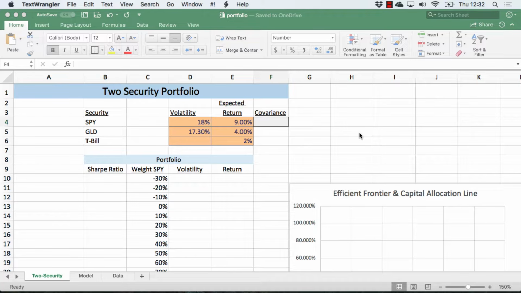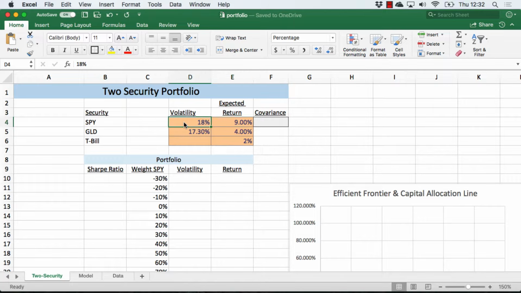And I've set up a lot of this in advance just to save time. So I'll talk a little bit about where some of these numbers come from. I'm using about a 20-year return on the S&P 500, and I am going to invest in the S&P 500 ETF. And I did the same thing for gold, using the gold ETF.